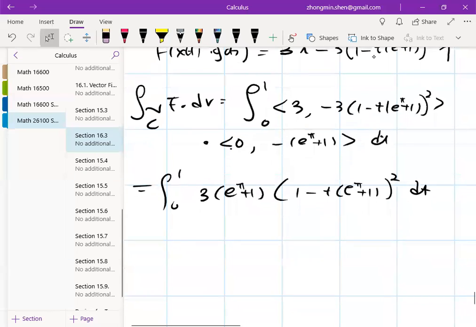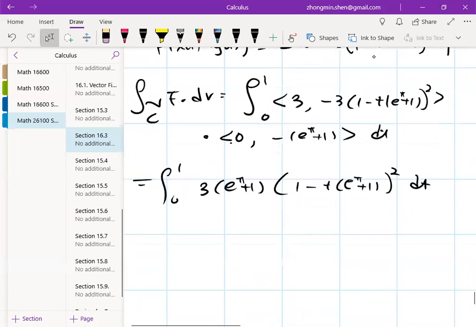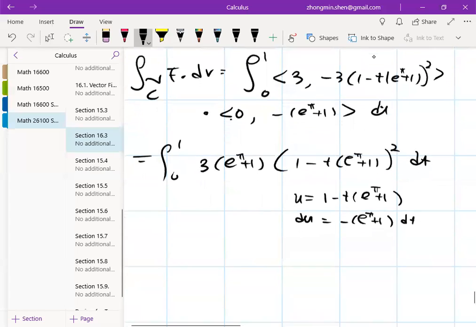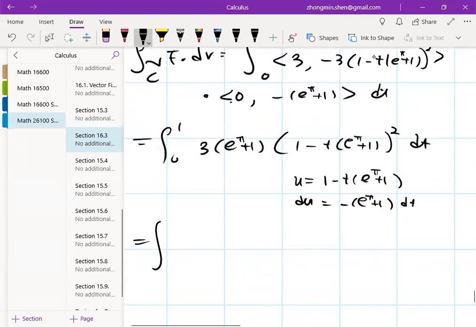Yeah. You can multiply this out, or you can use a substitution to solve the problem. Let's use a substitution. So du equals negative e to the pi plus 1 dt. When t equals 0, u is 1. When t equals 1, u is negative e to the pi plus 1. And times this, that's going to be negative du.